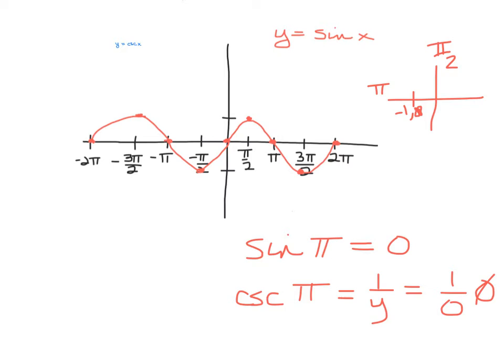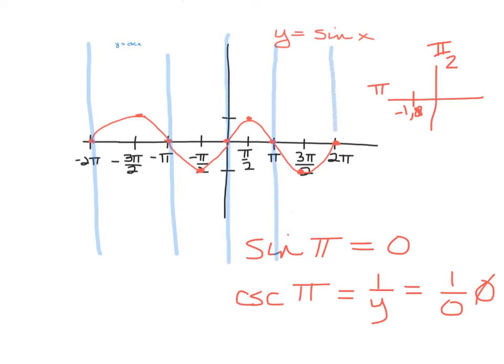It's undefined. So what I'm going to do is draw in asymptotes through all of the points that are on the x-axis. So I'm going to draw an asymptote here. Actually, I'm going to do it with highlight. Here, here, at 0, pi, and 2 pi. So at each one of those zeros, there is a vertical asymptote. My graph cannot go beyond that. It's like my wall, my stopping point.